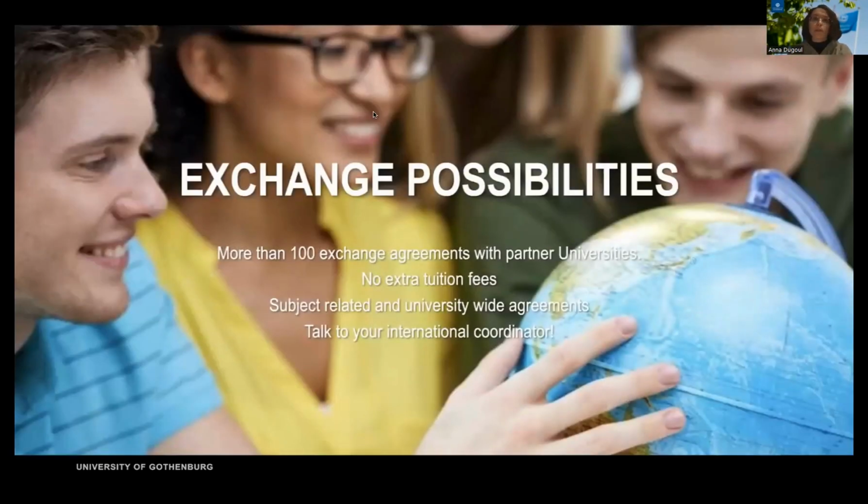And if you are interested in doing an exchange, there are many exchange possibilities at the Gothenburg University. If you want to go to Australia, Japan, USA, for example, there's some possibilities. There are no extra tuition fees. So if it's something that is interesting for you, even if it's just an idea, we recommend that you talk to your international coordinator so that you can see what the possibilities are early, and then you can have an idea of what you can do.